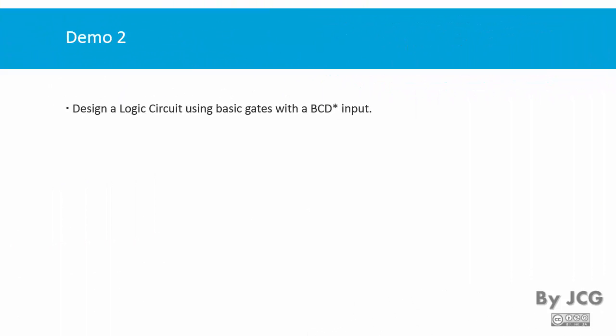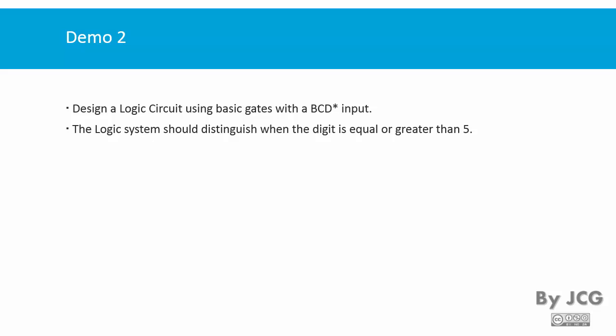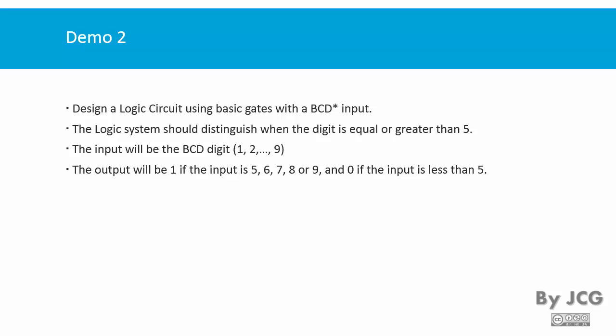Let's see another demo. You're asked to design a logic circuit using basic gates with a BCD input. The logic system should distinguish when the digit is equal to or greater than 5. And the input, of course, will be the BCD digit, which can be anything from 1 to 9. And the output will be 1 if the input is 5, 6, 7, 8, or 9. And of course, it will be 0 if the input is less than 5.